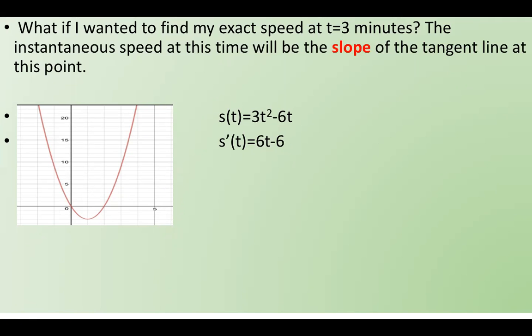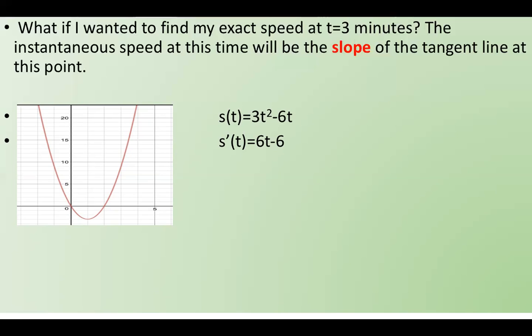And now maybe if anyone has any ideas in the chat, what will I do now? So I have my derivative function. But what do I do now that I want to find the exact speed at t equals 3 minutes? What do I do to get an actual number out of this?